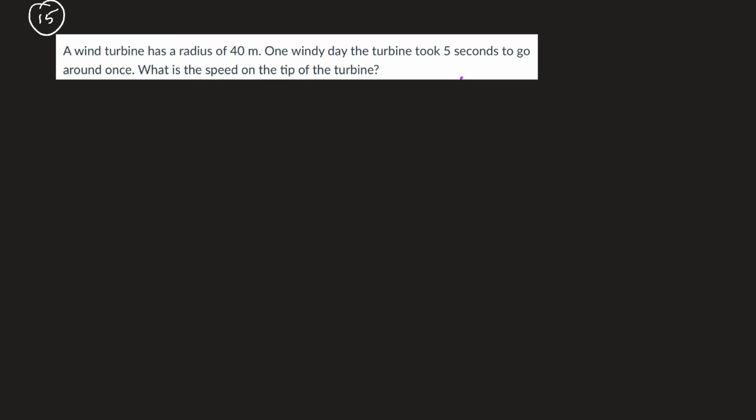Next question. A wind turbine has a radius of 40 meters. On a windy day, the turbine takes 5 seconds to go around. What's the speed on the tip of the turbine? Okay, same formula: V is equal to R omega. We know the angular velocity because it's 5 seconds to go around once. So the velocity is equal to the radius, 40 meters, times the angular velocity, 2 pi radians in 5 seconds.